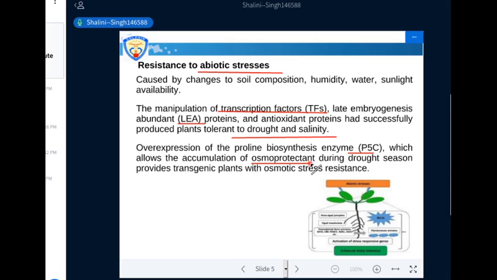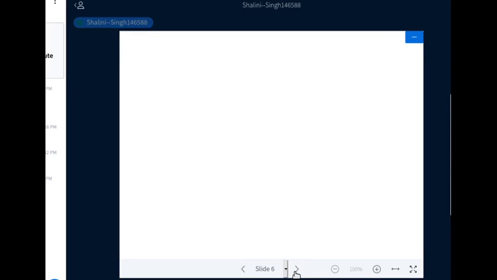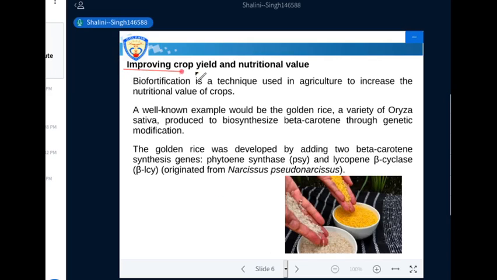Osmoprotectants are chemicals which are produced by the plants, and they render osmotic resistance to the plant in stress conditions. For example, proline, glycine betaine, mannitol, and sorbitol are some such osmoprotectants. The third application of these transgenic crops is improving crop yield and nutritional value. This technique is known as biofortification. Biofortification is a technique which is used in agriculture to increase the nutritional value of a crop.